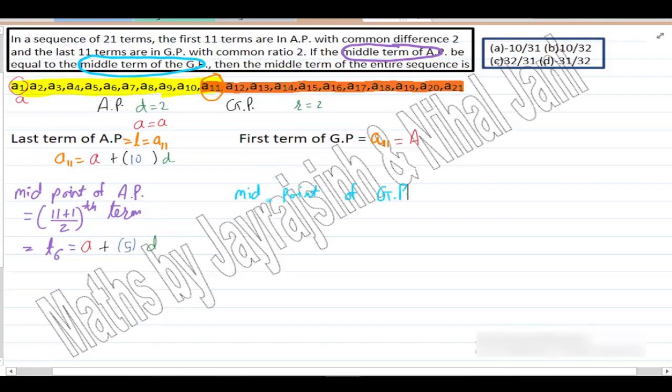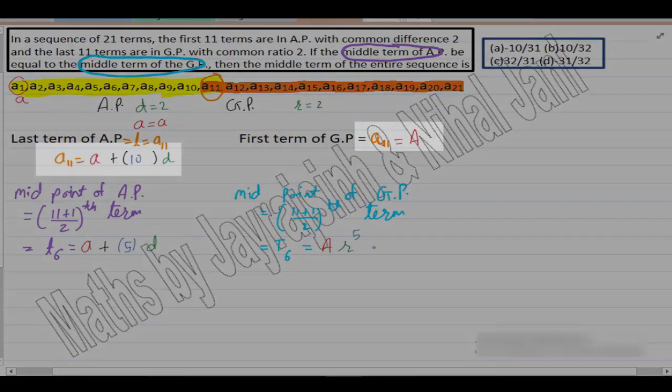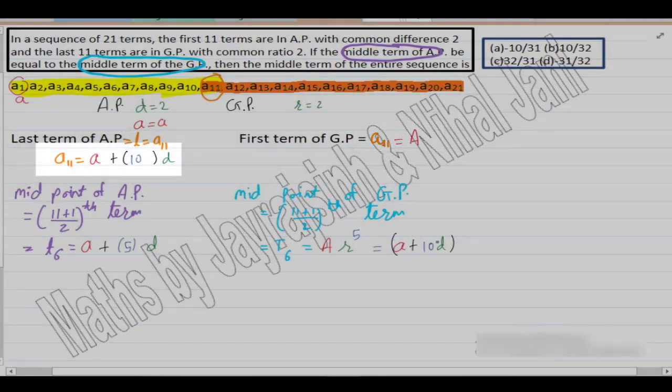Similarly, let's find out the midpoint of GP, and GP also has 11 terms. So here we will get the (11 plus 1) by 2th term, or we can say the 6th term. I should mention it by capital T6, right? It is equal to capital A, which is the first term of GP, into R raised to 6 minus 1, or we can say 5. But capital A, which is the first term of GP, is nothing but A11 of the AP, which is nothing but A plus 10D, into R raised to 5.